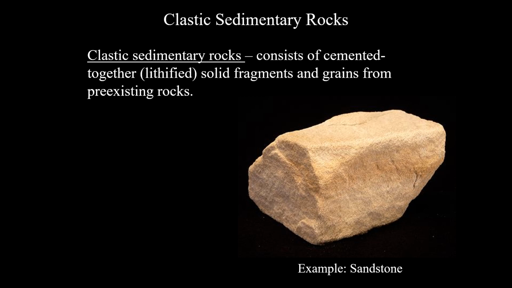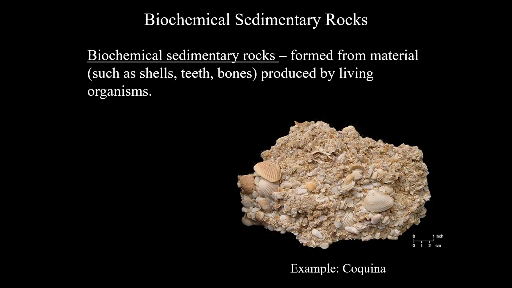And so this is our example that we just showed a minute ago. Take sand, glue it together or cement it together. Another way to say it is lithify it together, and you end up with a sandstone. Biochemical sedimentary rocks are formed from material that came from living organisms. So this would be, for example, bones, shells, teeth. The image here you see is a rock type we call coquina.